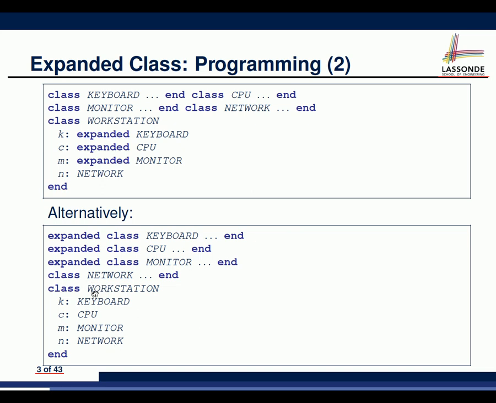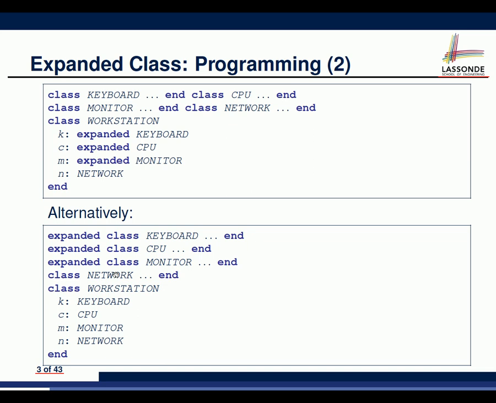On the other hand, for keyboard, CPU, and monitor, because they were declared as expanded, you wouldn't say you maintain a reference to it. As we'll see in some examples, you simply say the workstation object contains a keyboard object, and the workstation object contains a CPU object. It does not contain just a reference. Okay?